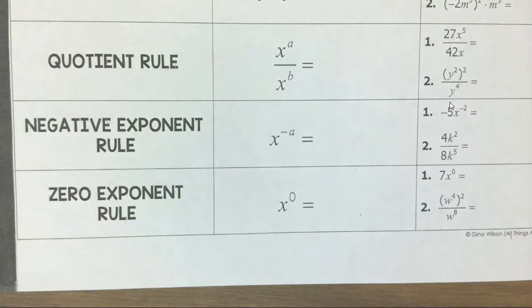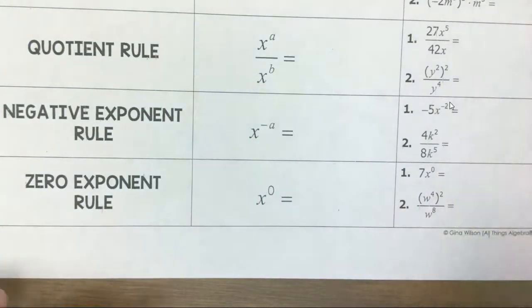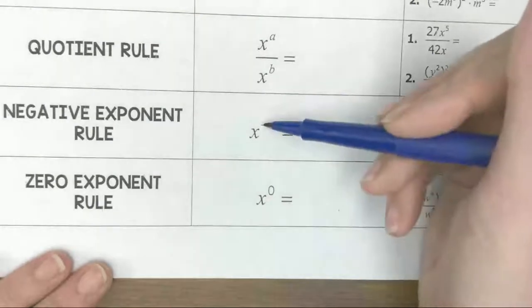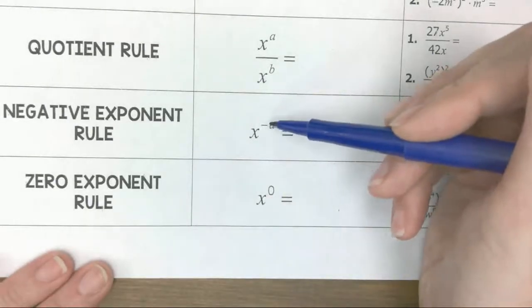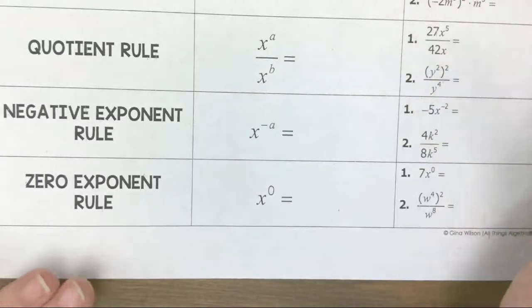So this video is going to cover 3 of the 6 exponent rules that you're going to see. The first one we're going to start with is the negative exponent rule. For the negative exponent rule, what that means is there can never be a negative exponent in your final answer. So if you end up with something that has a negative, say 2, you want to make sure that we only ever have positive exponents.